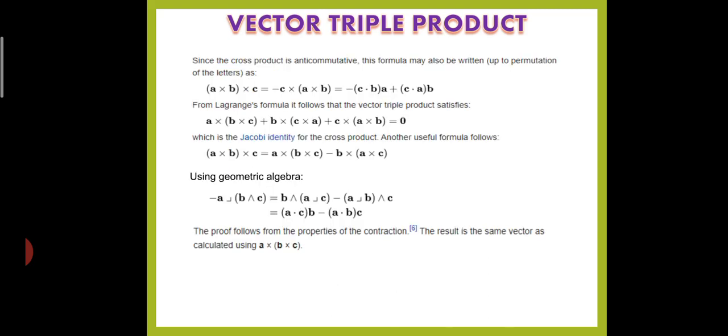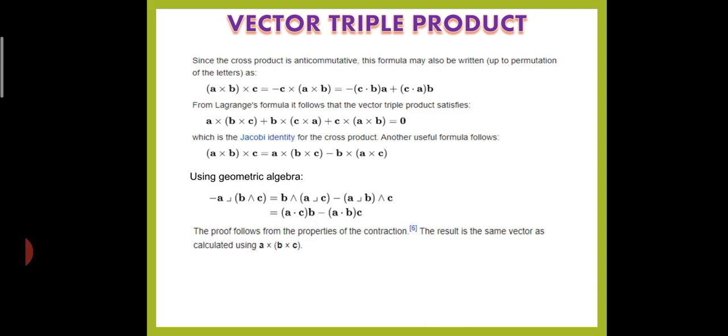Now, since the cross product is anti-commutative, the formula may also be written up to permutations of the letters as a cross (b cross c) is equal to minus c cross (a cross b) is equal to minus (c dot b) into a plus (c dot a) into b. The vector triple product of the three vectors a, b, c is defined as the cross product of vector a with the cross product of vectors b and c.